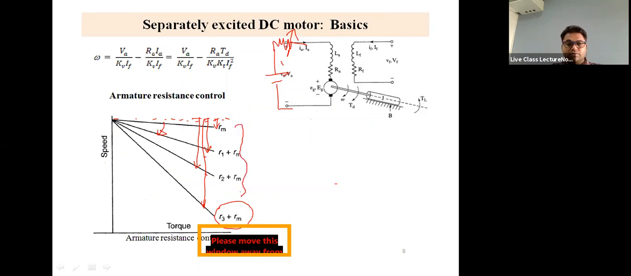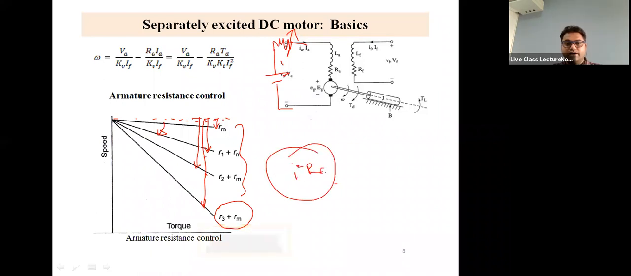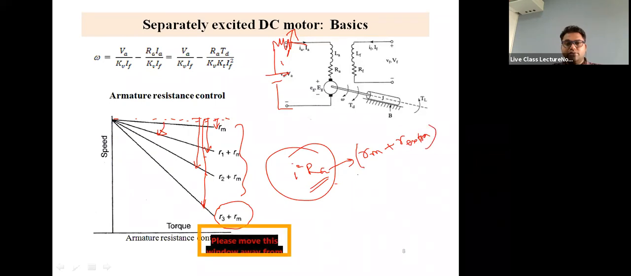So this is the problem with armature resistance control. The speed drops very fast, so better go for armature voltage control. Why is this so? Because most of the energy is wasted as I squared R, RA. Actually, this armature resistance consists of the minimum resistance plus the extra resistance you add to it.